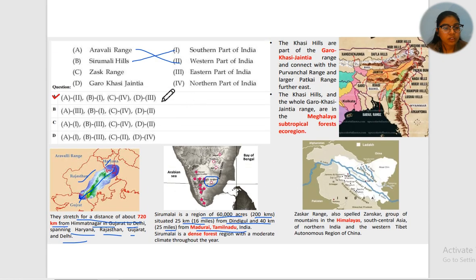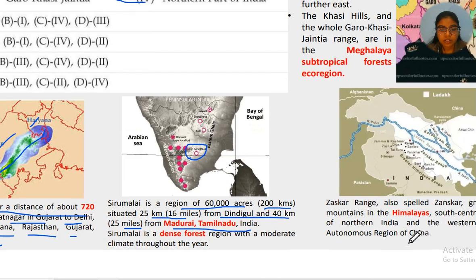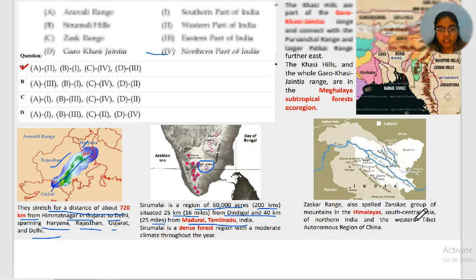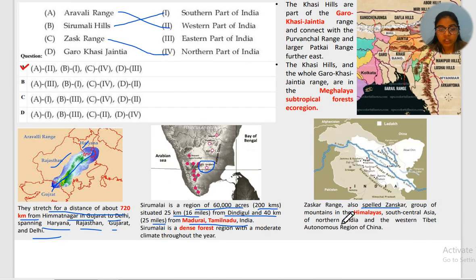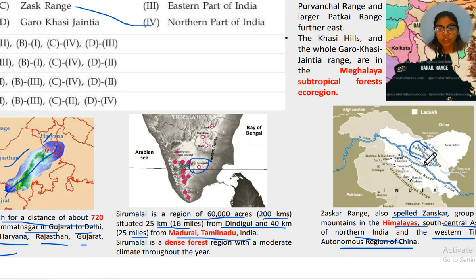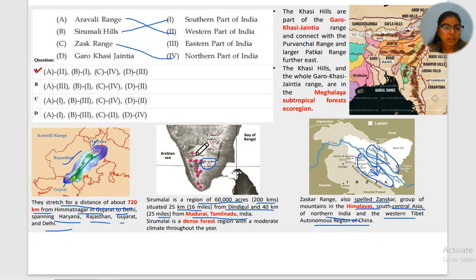Next one is your Zanskar Range. So Zanskar Range is in the northern part of India. As you can see, Zanskar Range is a splendid group of mountains in the Himalayas, South Central Asia, of northern India and the West Tibet Autonomous Region of China. Actually, it lies just below your Karakoram range. This is your Karakoram range and this is your Zanskar range. So it lies below your Karakoram range in the northern part of India.